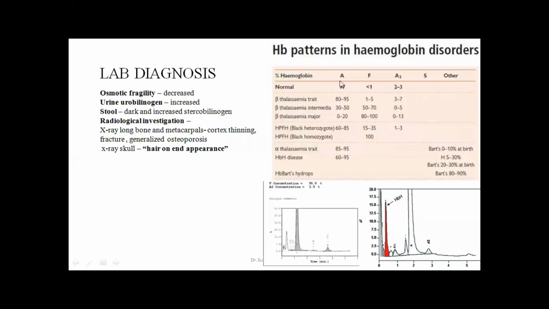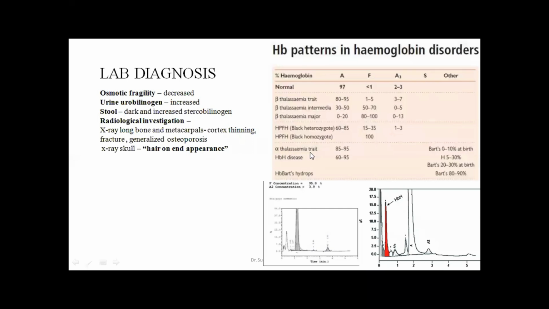Okay. In intermediate, it will be between the thalassemia trait and major. In major, there is almost 0 to very little adult hemoglobin. It depends upon the mutation of the beta alleles. It is beta 0 if there is no production, or beta plus if there is some production. Fetal hemoglobin will rise to 80 to 100%, and HbA2 will be between 0 to 13%. So this is the electrophoretic pattern of beta thalassemia.